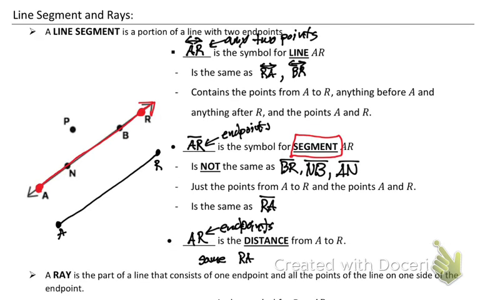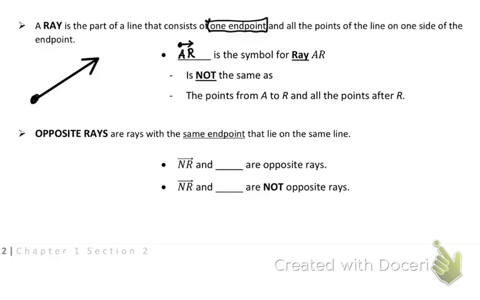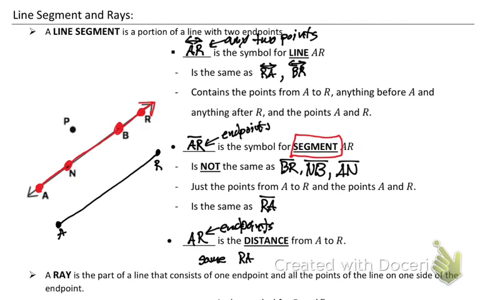But we could have also done AB. Ray AB would have been the exact same ray because that arrow would carry on. AN would also be the same ray as AR because that arrow carries on. However, if we mess up the endpoint, it's not going to work. So ray AR would not be the same if it has a different endpoint.